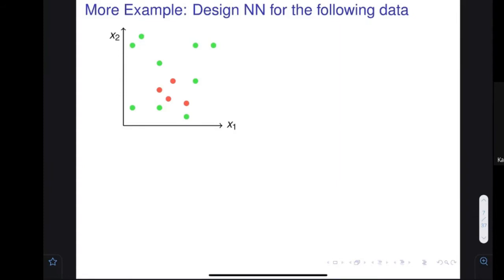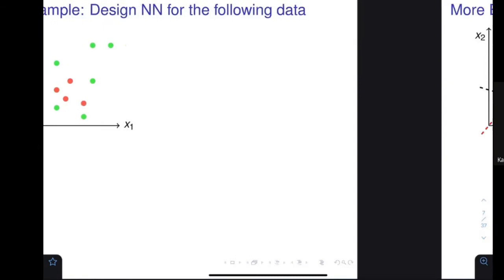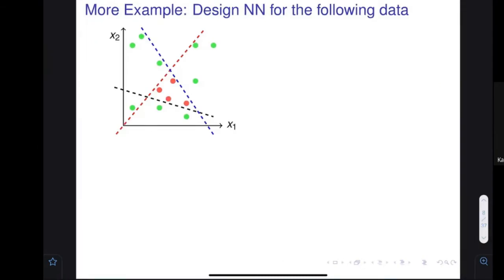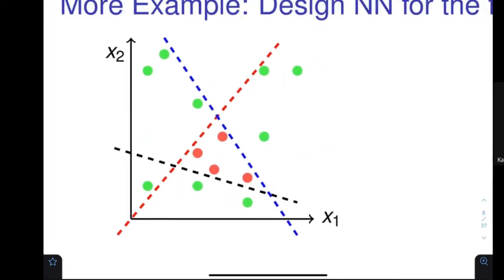Let's assume that we want to make a classifier for this. How to go ahead with this? The idea is that I am not going to have a single line. Instead, I would be drawing three different lines. One is the red line, one is the blue line, another is a black line. Three lines I have.